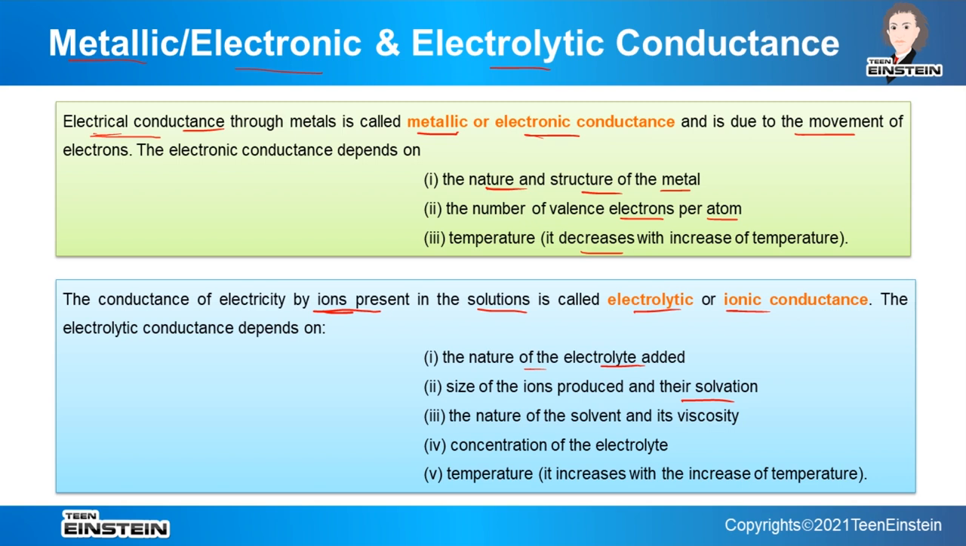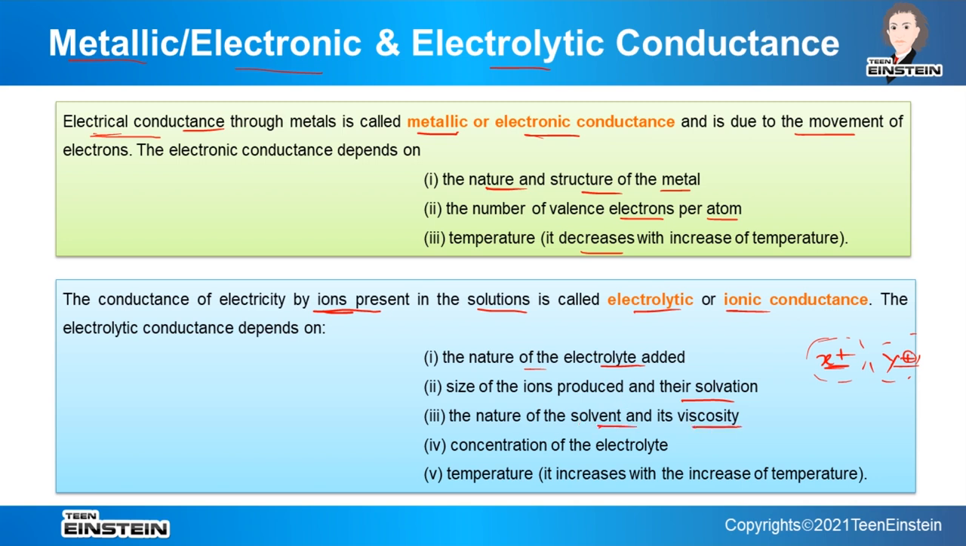Suppose we have two ions, one is X plus, another one is Y plus. In the solvent, suppose the solvent is water, so water molecules will surround this X plus ion and Y plus ion, but depending on the nature of these ions, whether positive or negative charge, the solvation by the solvent molecules may be different. So depending on that, the conductance will also change. Now the nature of the solvent and its viscosity.